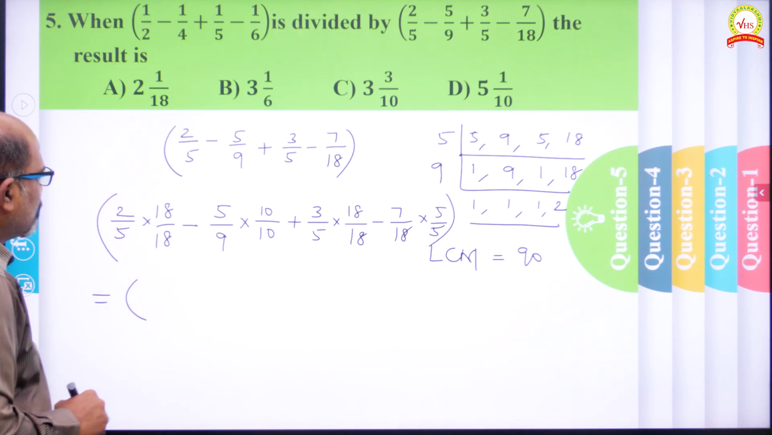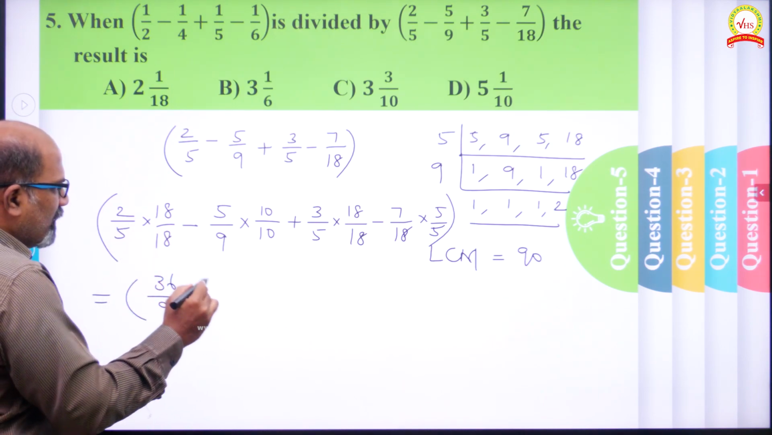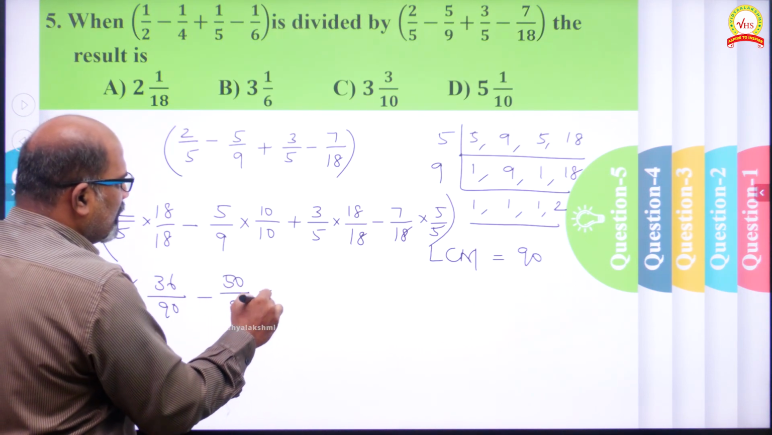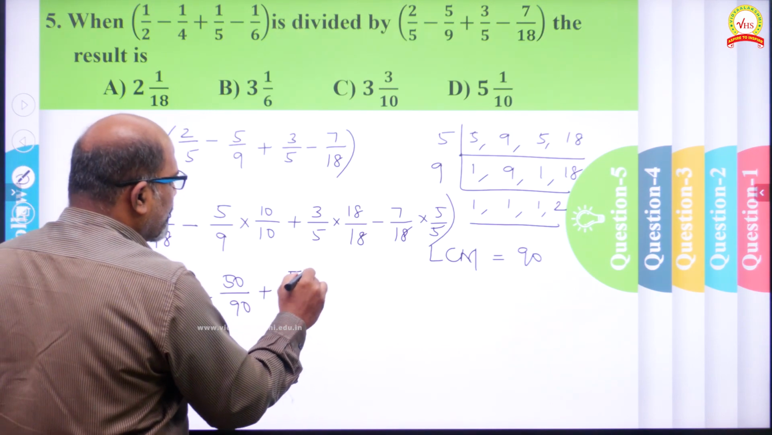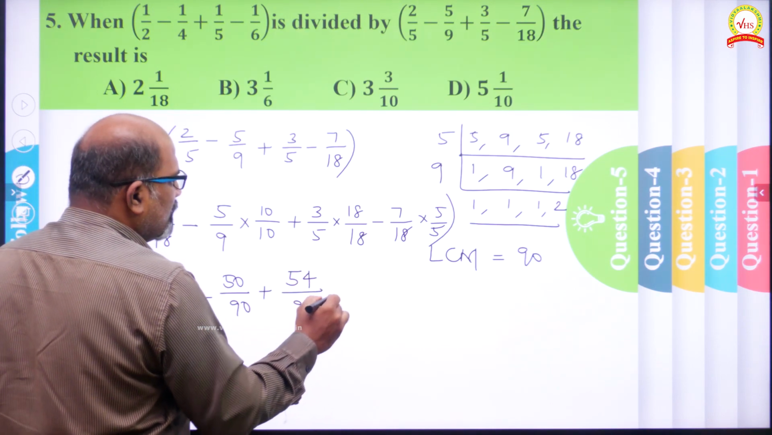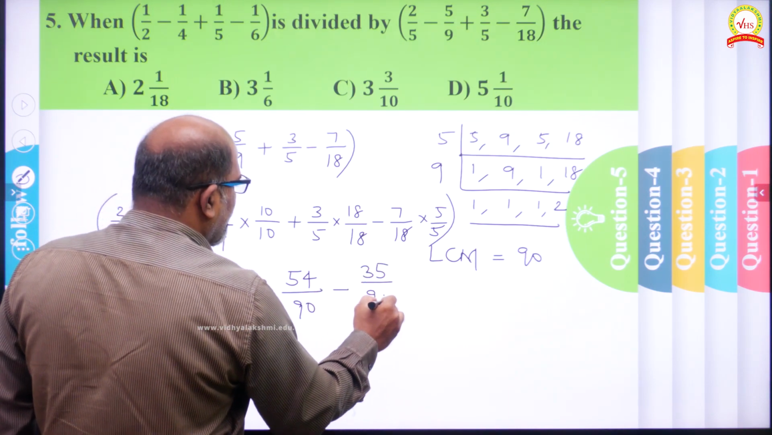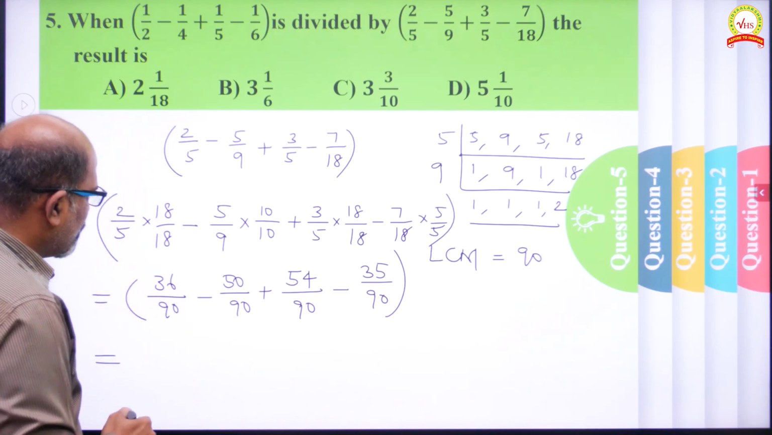So after multiplication what are you getting? 2 into 18 is 36, 36 by 90, minus 5 tens are 50, 50 by 90, plus 3 18s are 54 by 90, minus 7 5s are 35 by 90. Then we have to add all together and simplify this.